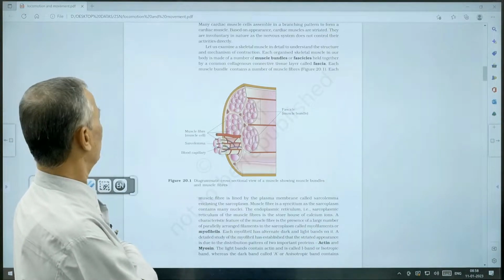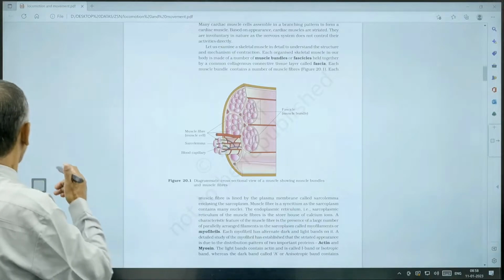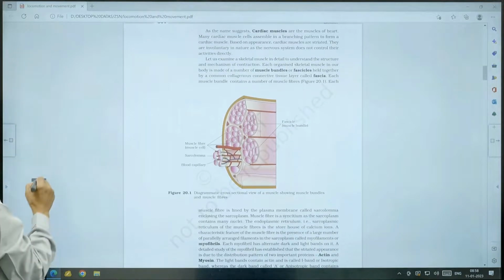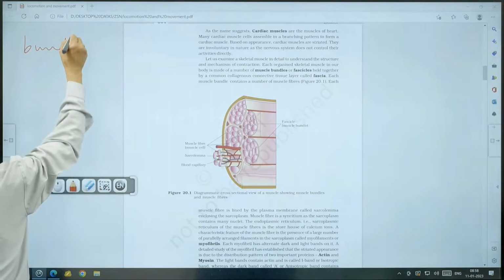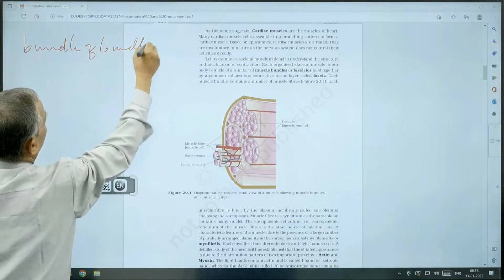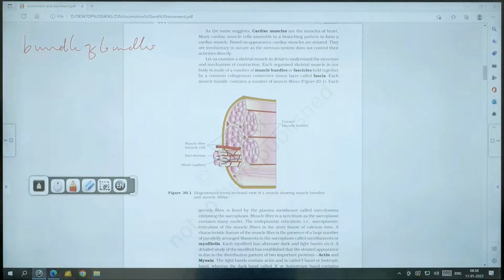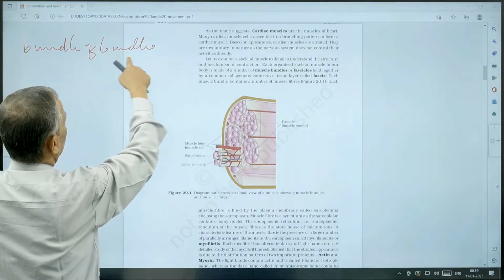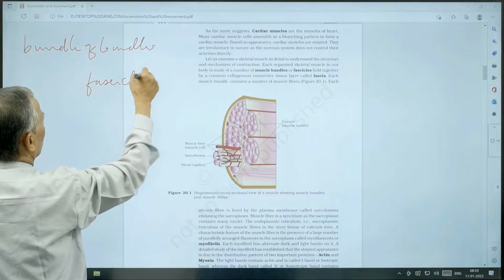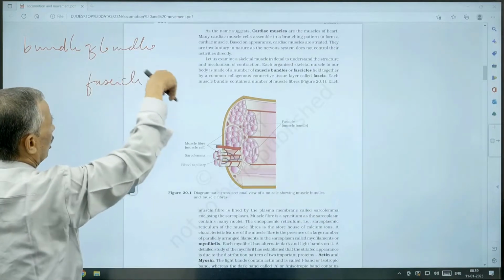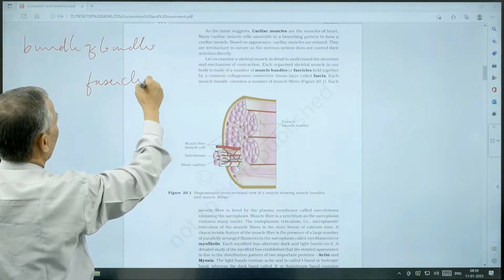What is a muscle? Muscle is a bundle of bundle. It is a bundle of bundle of muscle fibers. Each muscle will be having parallelly arranged bundles. Each bundle is called a fascicle. So several fascicles are covered by a covering called fascia.